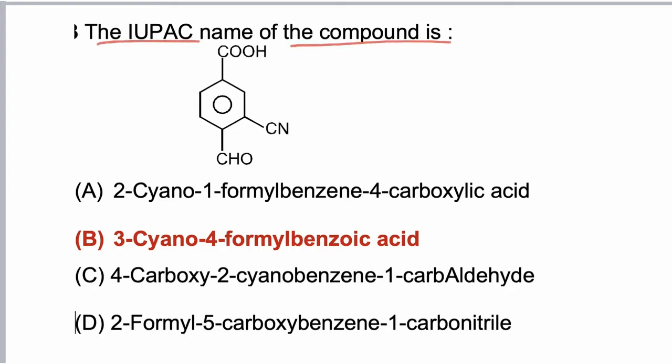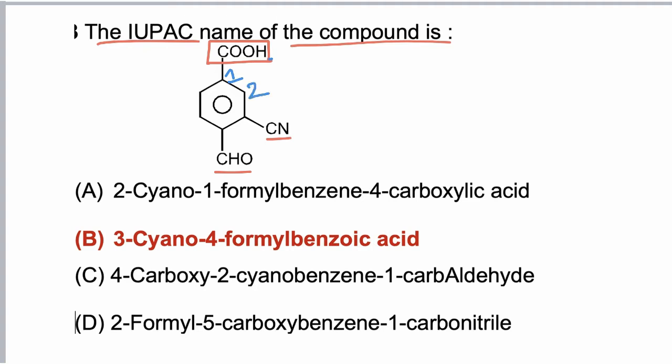The IUPAC name of the given compound. So first we have to identify the principal functional group: COOH, CN, CHO. They are all present, but according to the priority table, COOH has maximum priority. So COOH is the principal functional group. Now if a carbon containing a functional group is directly attached to the benzene ring, then it is taken as part of the ring, not as an independent part, and the first number should be given to that carbon from which the principal functional group is attached. So this is given the first carbon.